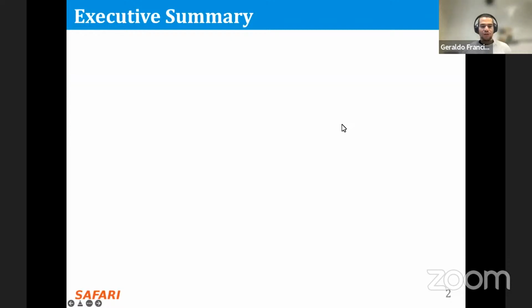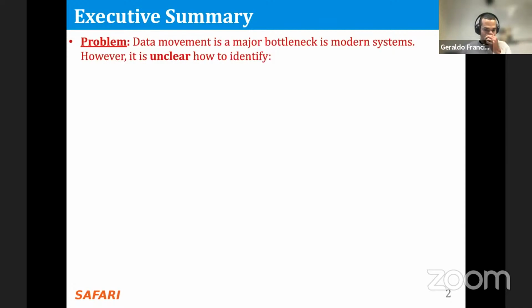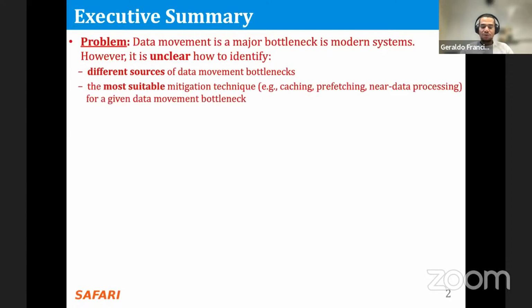So I'm going to start with a quick executive summary of what this paper is about. As we probably know at this point, data movement is a major bottleneck in today's systems. However, so far, it wasn't clear to us, or in the literature in general, how to identify different sources of data movement bottleneck in an application and the most suitable data movement mitigation mechanism, for example, caching or prefetching or near data processing, for a given data movement bottleneck in a systematic way.